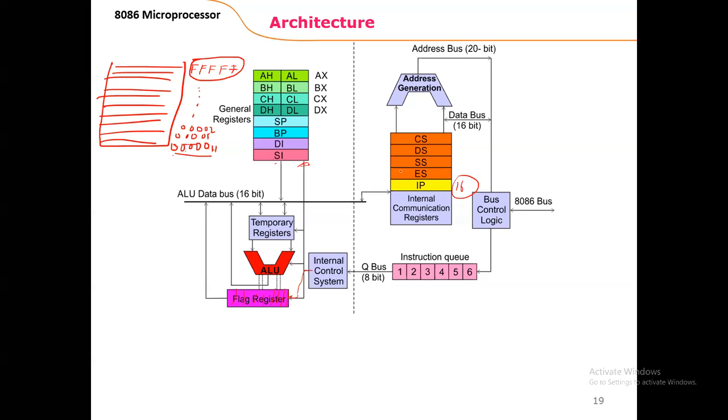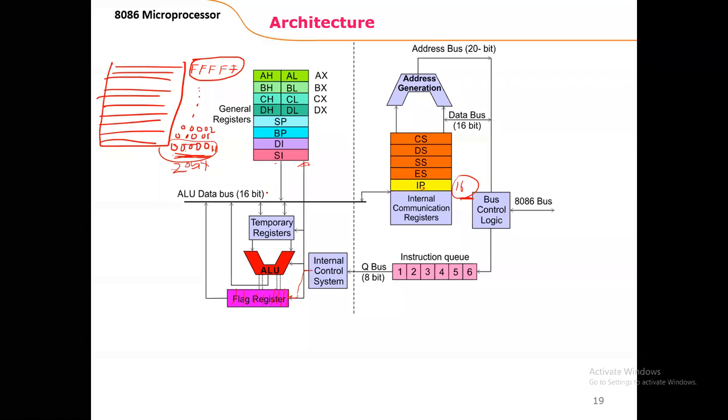Sir, all register capacity is 16-bit. But our address capacity is 20-bit, sir. So how is it possible? IP is the address creator, but its size is 16. How can IP create a 20-bit location? Is it possible?